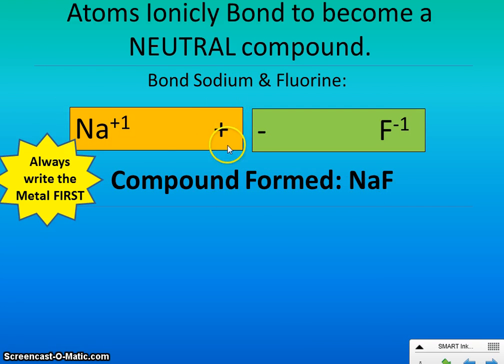You have to write the positive one first, so Na and then F. Okay, and that's always true when you're doing ionic compounds. All right, so now we're going to bond magnesium and chlorine, okay?